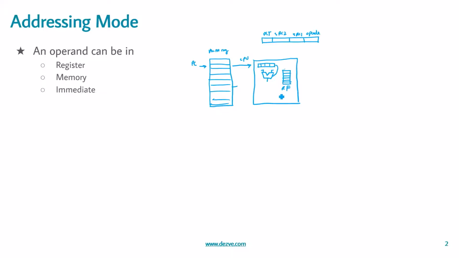So that is what addressing mode means. Based on the instruction, we have to figure out where the operand resides. It can reside within a register, or within the memory. In some cases it can even reside within the instruction itself. When a constant is available within the instruction itself, it is called an immediate.